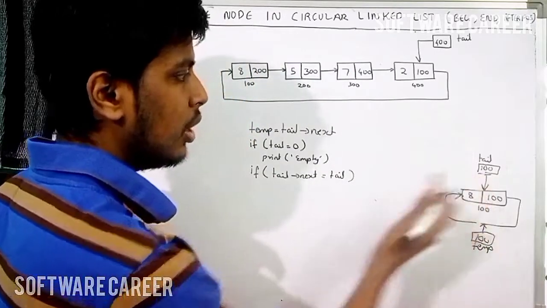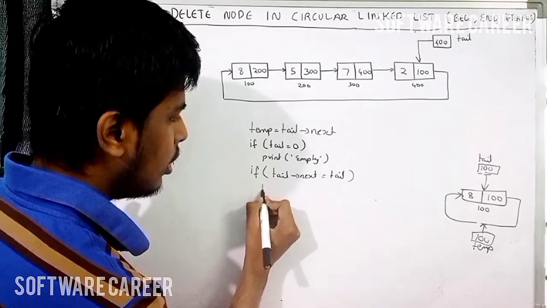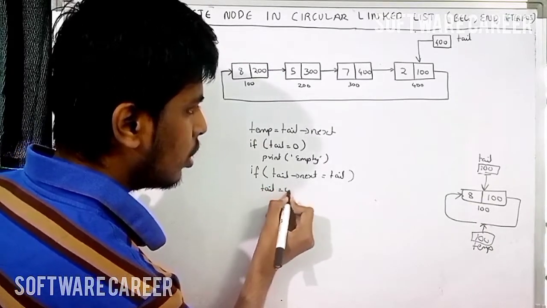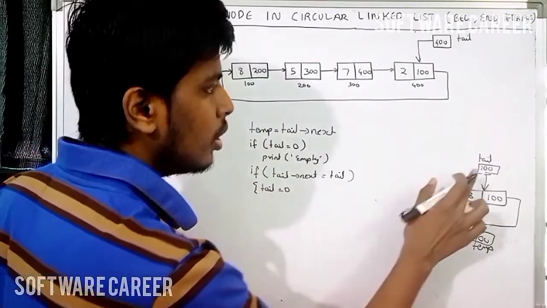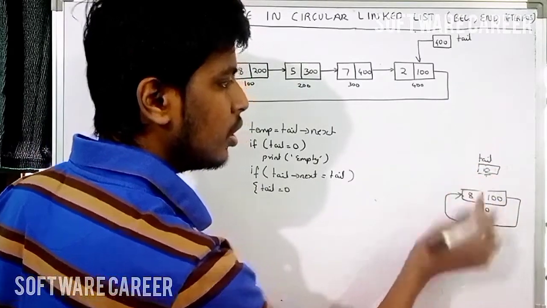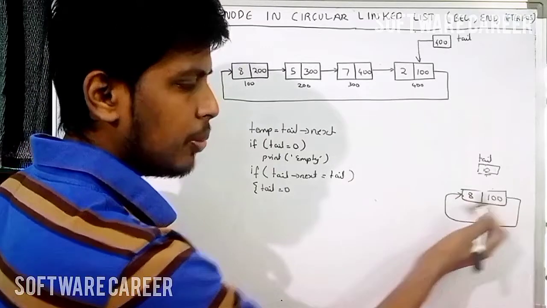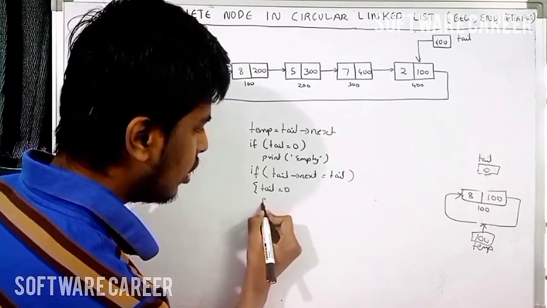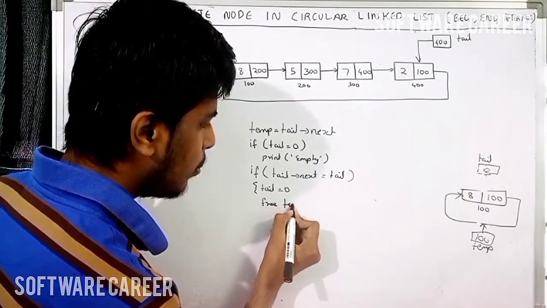Now I should remove this link. So I am writing tail equals 0. So it became 0, and this link is removed. Now you should remove this node from the memory. So I am writing free temp.